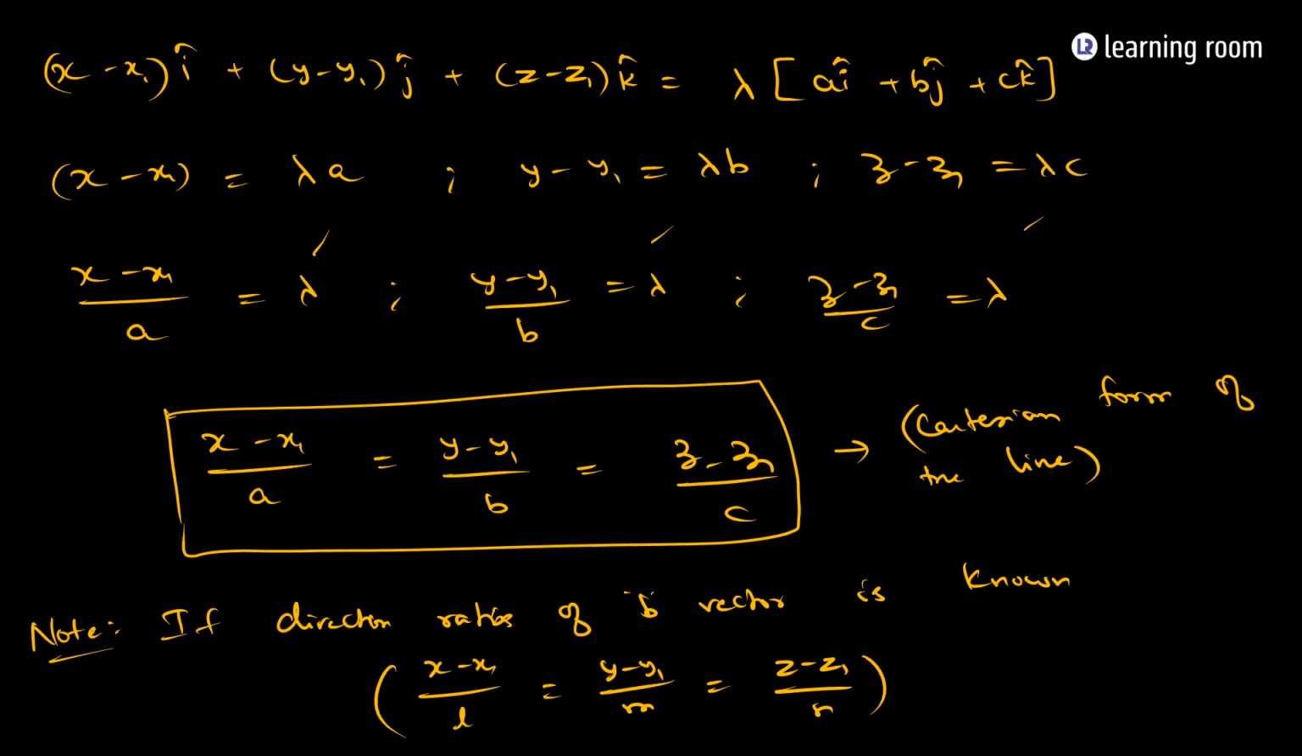So there is an example problem given. Read the question. Find the vector and the Cartesian equations of a line through the point 5, 2, minus 4, which is parallel to the vector 3i cap plus 2j cap minus 8k cap.